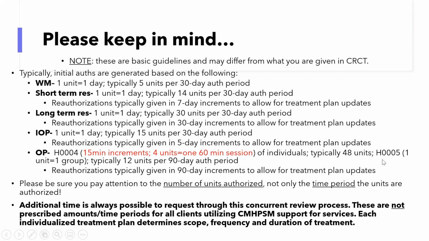For groups, it goes back to the regular 1 unit equals 1 group. So that's not broken down into time increments. So typically for groups, we would give 12 units or 12 groups within a 90-day period. Reauthorizations, we typically would give another, depending on the treatment plan, if they're attending 2 or 3 groups. It really varies based on what the client's actually doing.